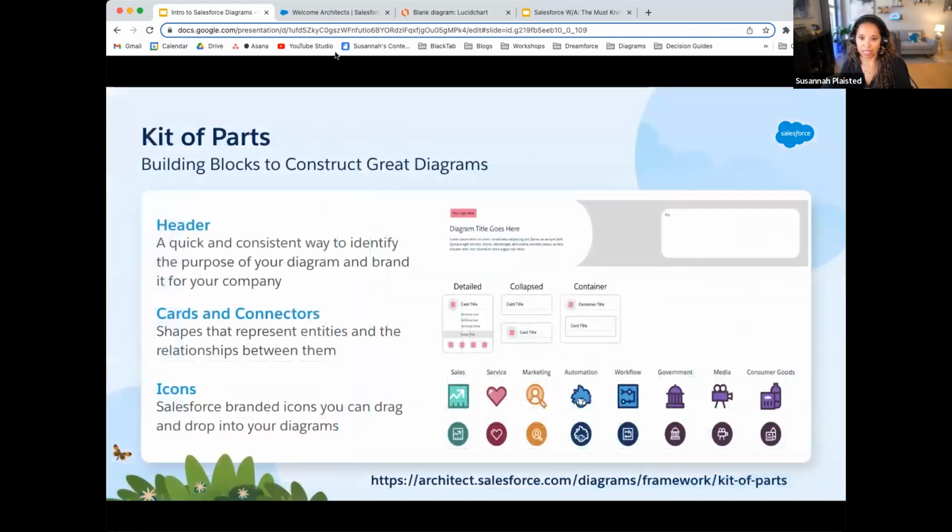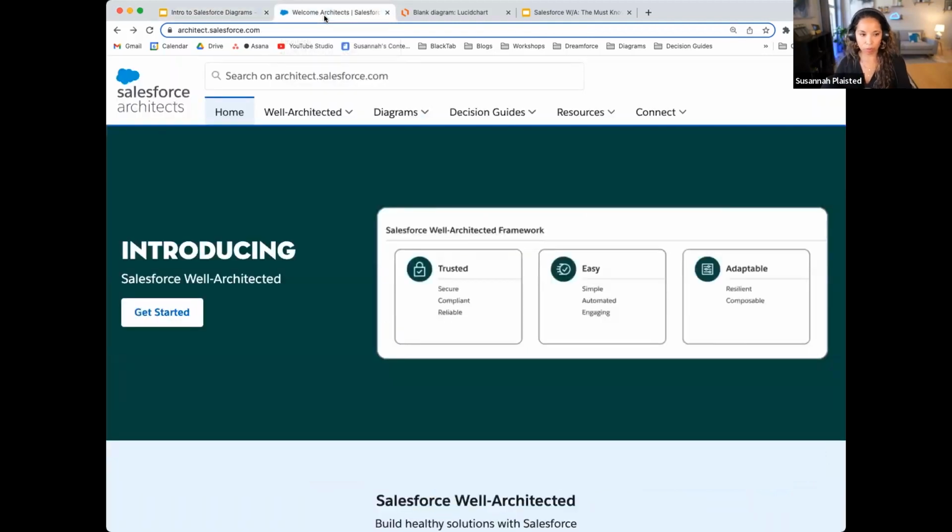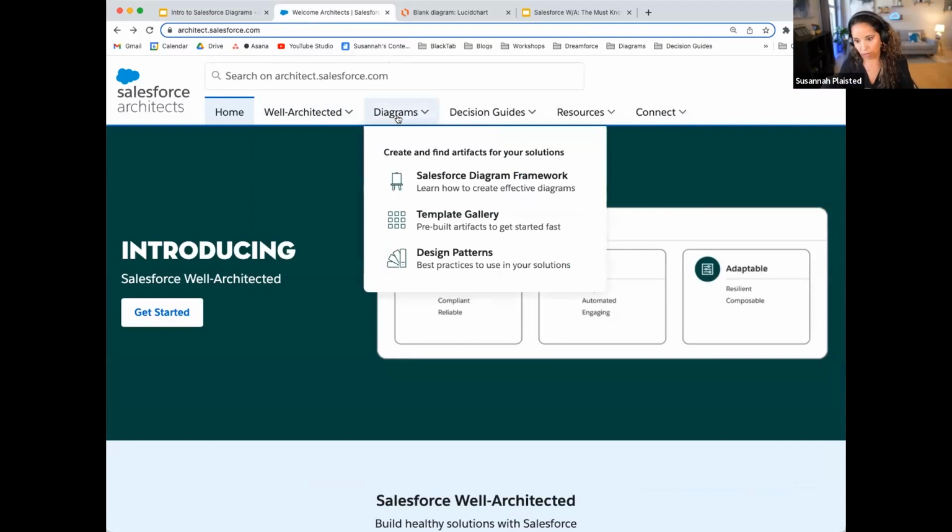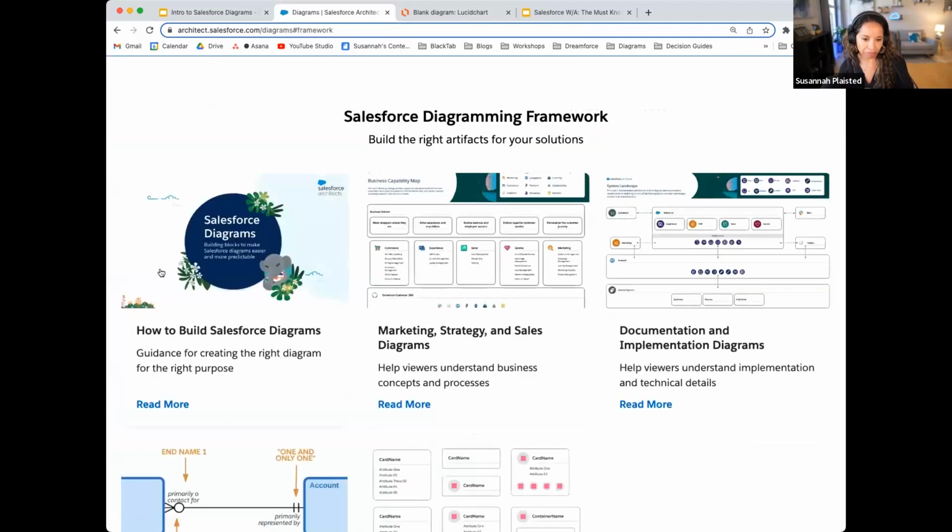And the reason is, and I'm going to go out of my presentation now and move into, let's see if you can see this, our website. Okay, so what we're looking at now is architect.salesforce.com. This is where we have all of the Salesforce Architects resources, and we have a whole section for diagrams. So if I go into the Salesforce diagramming framework, just this first one, and here you're going to see even more detail on those styles and the levels that we sort of breezed through just right now, so you can dig in even deeper.